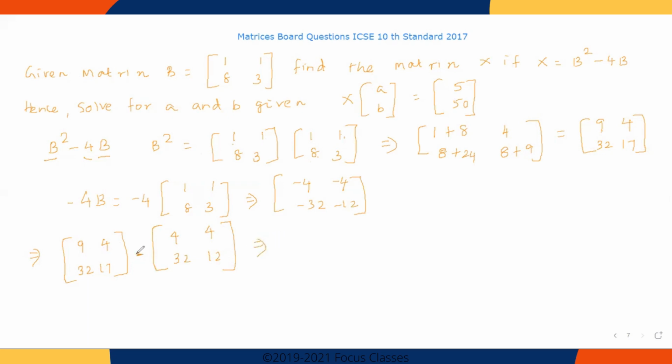So 9 minus 4 is 5. 4 minus 4 is 0. 32 minus 32 is 0. 17 minus 12 is 5. Okay, so this is nothing but my X. So X is equal to [[5, 0], [0, 5]].